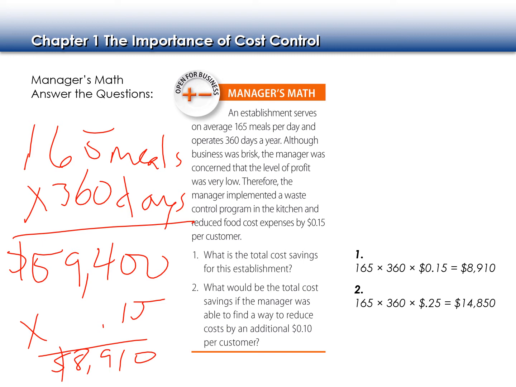Now let's take it one more time. Let's add 10 more cents to that. If we can, 25 cents is $14,850. That's a mid-size car. I haven't been car shopping in a while.